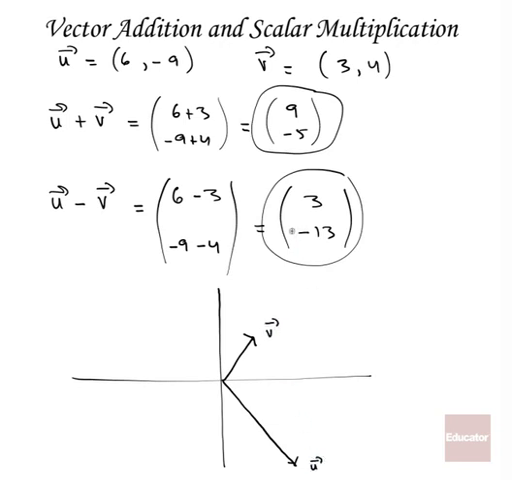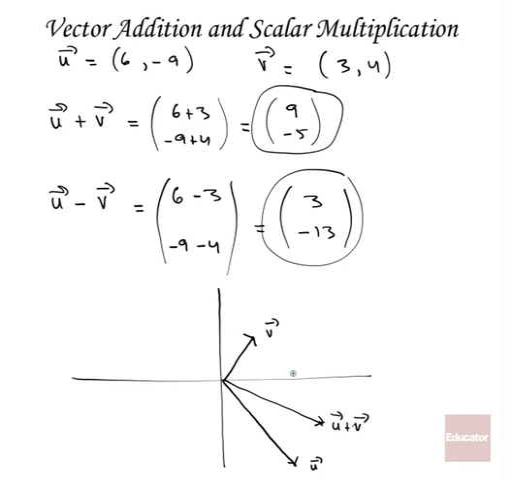u plus v means do u first, and then do v. That puts us right there. This is u plus v. 9 minus 5, yeah, seems about right. It should keep us in the fourth quadrant.